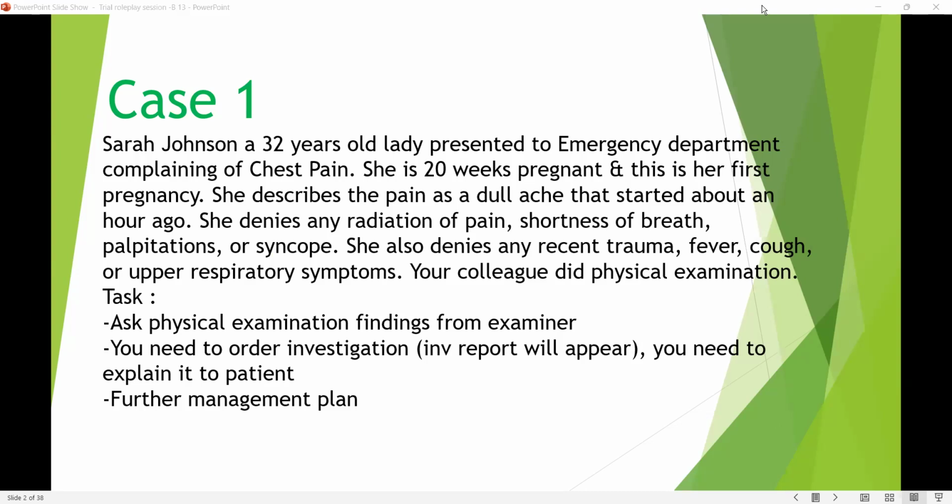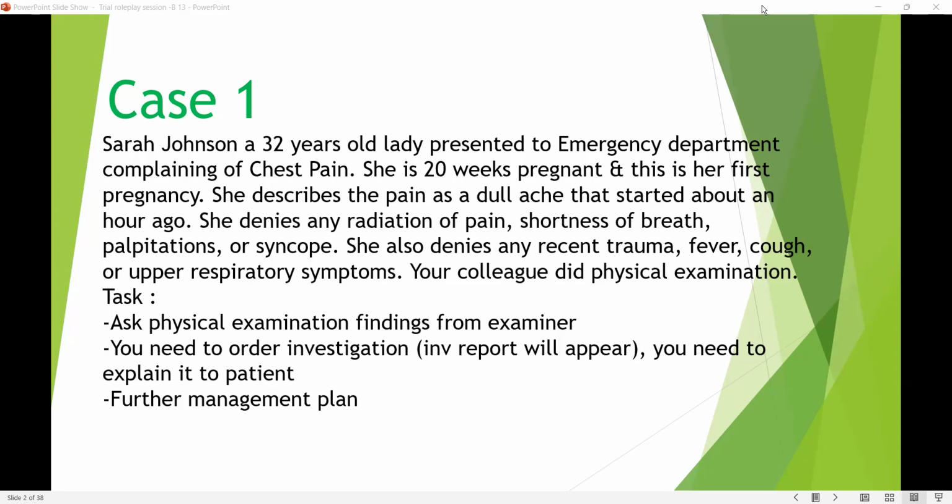Sarah Johnson, a 32-year-old lady, presented to the emergency department complaining of chest pain. She's 20 weeks pregnant and this is her first pregnancy. She described the pain as a dull ache that started about an hour ago, and she denies any radiation of the pain, shortness of breath, palpitation or any syncope. She also denies any recent trauma, fever, cough, or upper respiratory tract infection.